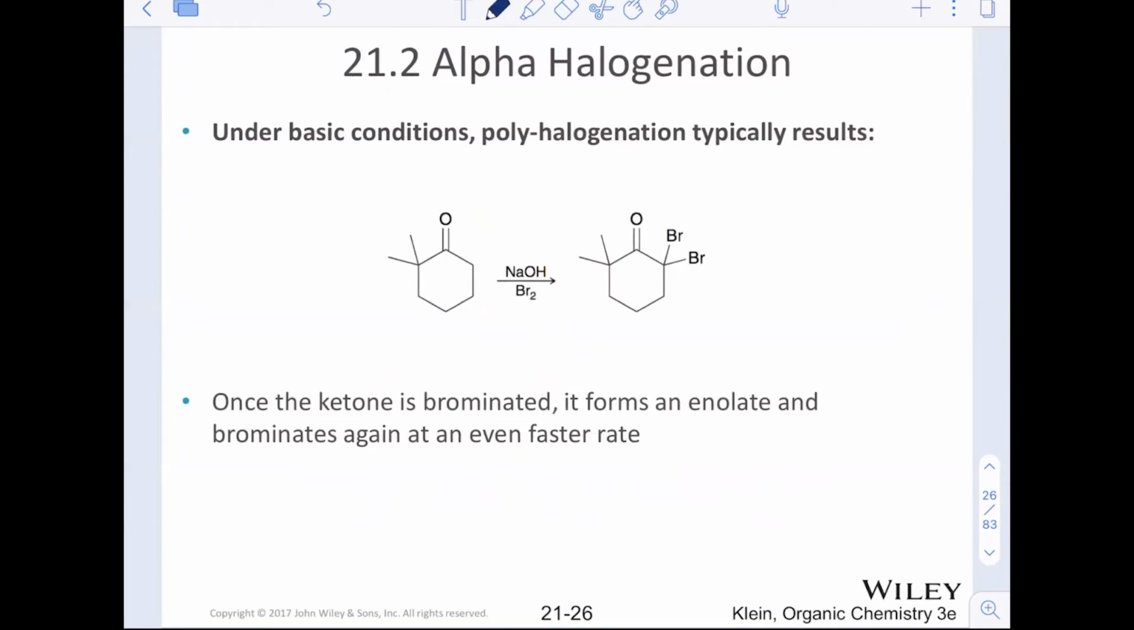Now, under basic conditions, polyhalogenation typically occurs. So if this was an exam question, I would expect you to halogenate every alpha position that we have. Because once the ketone is brominated once, it actually is a more stable enolate and it forms faster with one bromine and then two bromines, et cetera, right? So this is what we would expect for the product of base catalyzed halogenation. You find the alpha carbons, however many alpha protons there are, you pop a bromine on them.